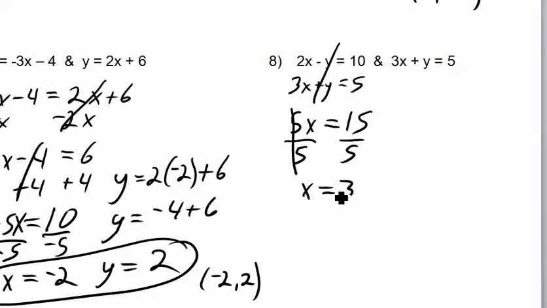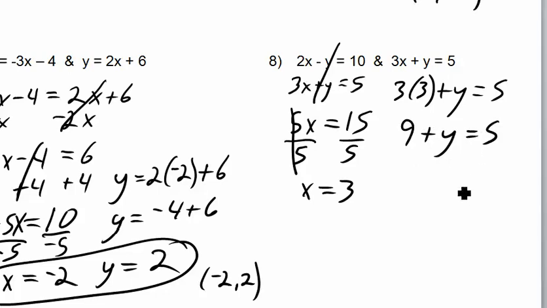Alright, one more step on this one. This is a little bit longer on these, so x is equal to 3, so we're going to take this and go 3 times whatever x is, plus y equals 5, 9 plus y equals 5, opposite of plus 9 is minus 9, that cancels, and y is equal to negative 4. Alright, that's it for this one.